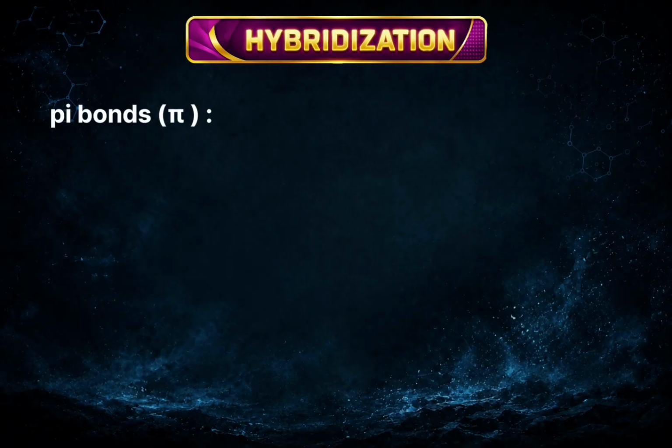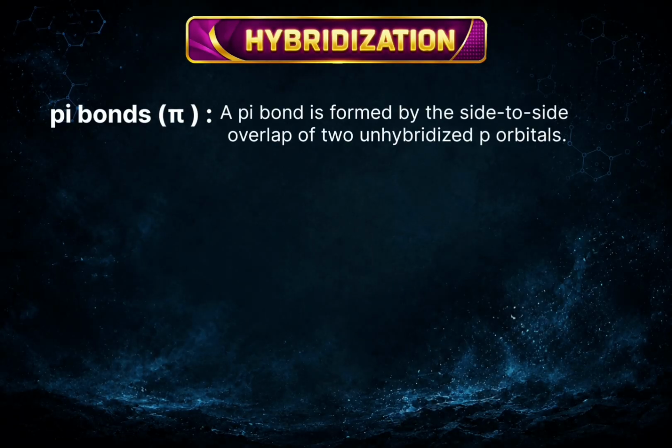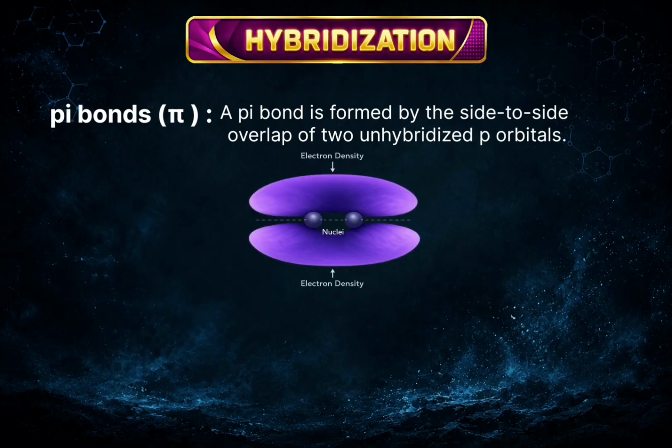Now let's talk about pi bonds. A pi bond is formed by the side-to-side overlap of two unhybridized p orbitals. Unlike sigma bonds, the electron density is found above and below the line joining the two nuclei.